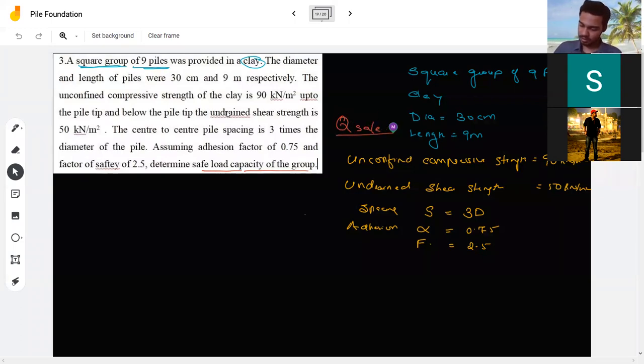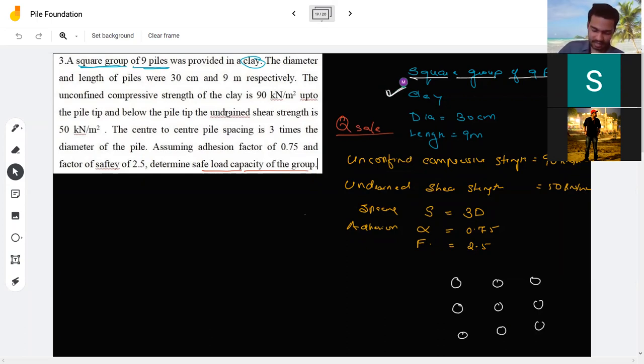Okay. First thing, this is how you should start with the sums also. First thing, I got it's a square group of 9 piles. I will try to draw it. As it is a square group of 9 piles, that means it has 3 rows and 3 columns. Now it is in clay.